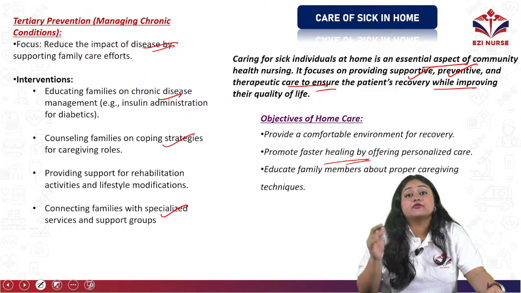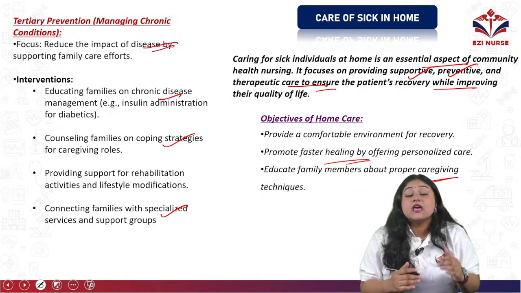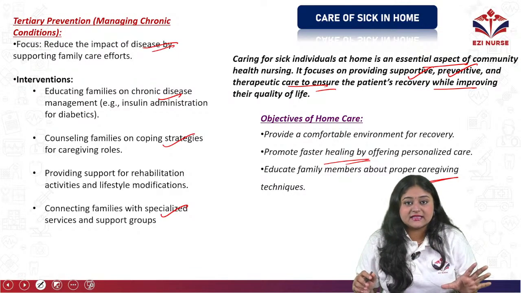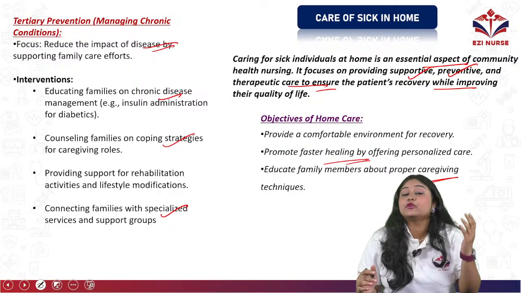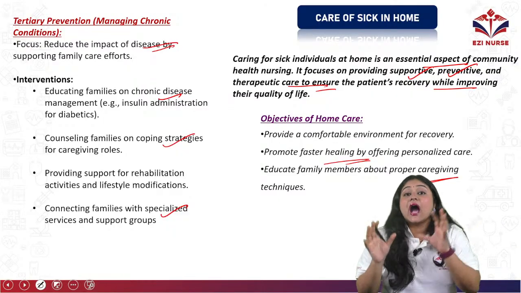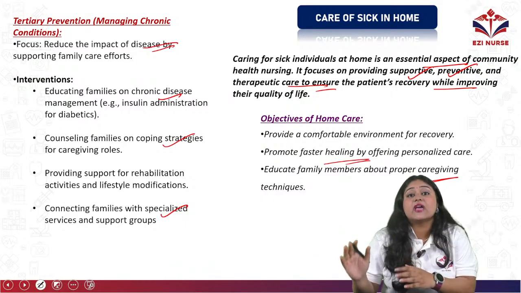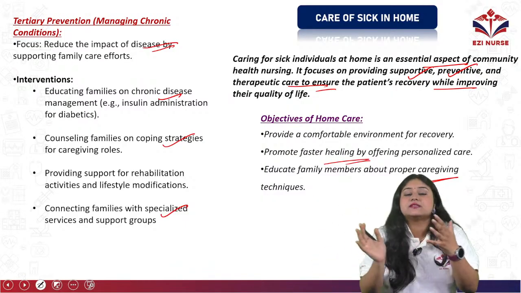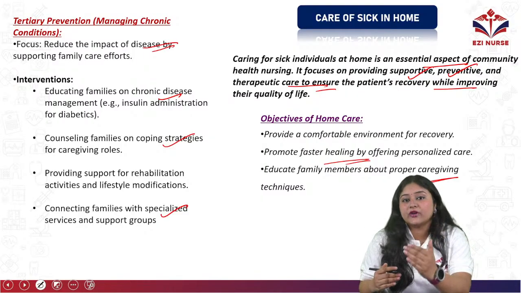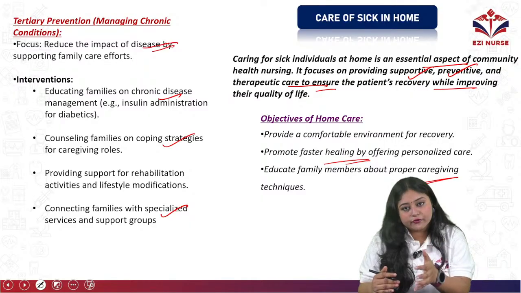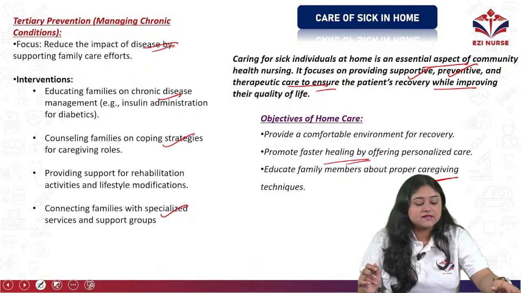Next one is we have to educate the family members about proper caregiving techniques. Proper caregiving techniques in the sense of which medicine we have to give, how we have to give that particular medicine, and how much dose we have to give. After providing the medicine, what are the things we have to observe, whether any complications are coming or not. If we provide this kind of information and education to the particular family members, obviously they will be able to cope with any emergency situation.